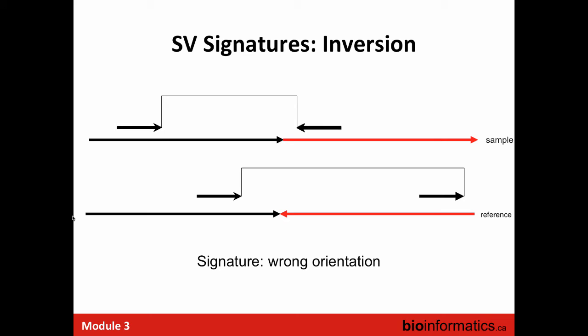Similarly, if we have an inversion where a bit of DNA gets flipped, what's going to happen is that the half of the pair that's at the start of the inverted sequence is going to map much further away and in the wrong orientation because this DNA has been flipped in the chromosome. So we get the two pairs mapping in the same direction now and with much larger size than you'd expect.